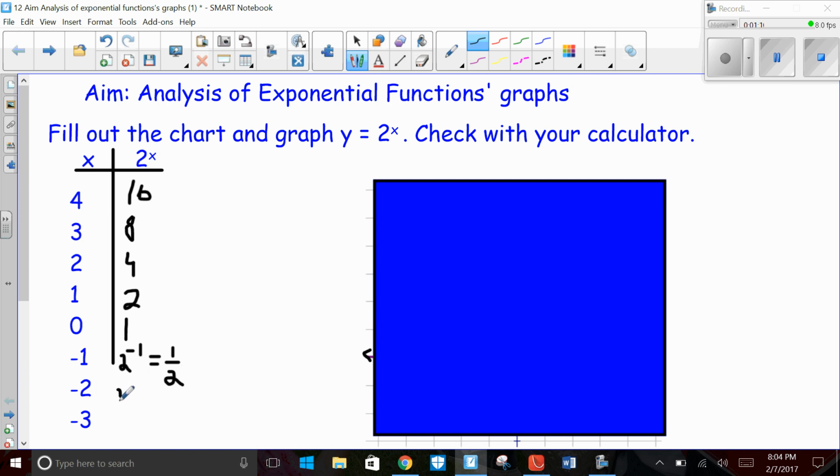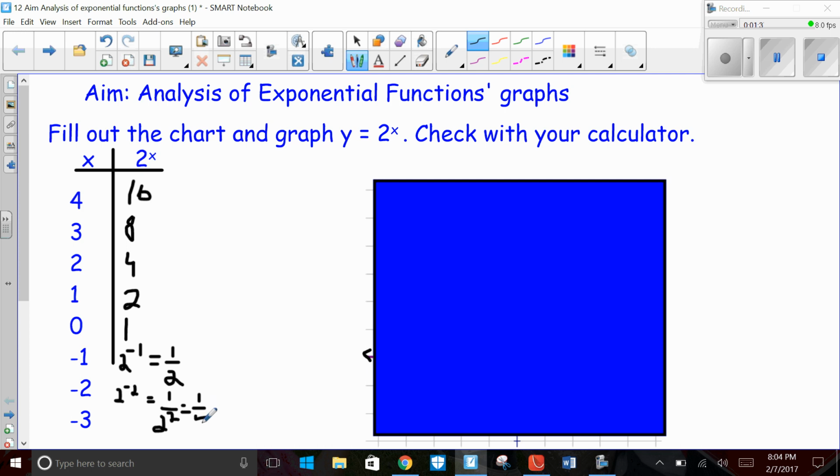So for example, 2 to the negative 2, that's short for the reciprocal of 2 squared. So a negative power just literally means reciprocal. Okay? That means a reciprocal of 2 squared, which is a quarter. So you get the idea. You can also do this on the calculator just to check.